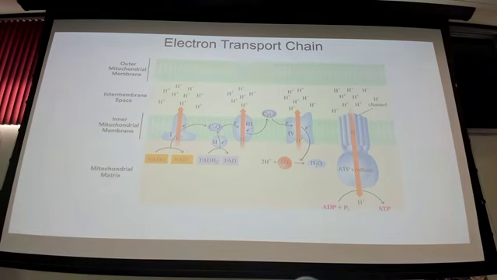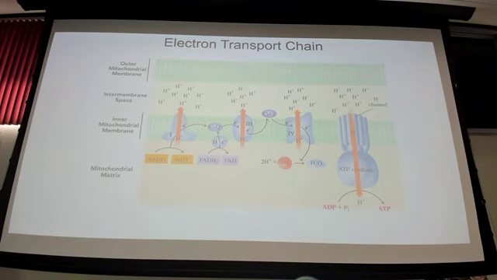So what happens between complexes 1 and 4 is the building of that proton gradient. And then when the protons go down complex 5, that's actually chemiosmosis. Together, all the complexes are oxidative phosphorylation. Does that make sense? My apologies. Any other questions about the electron transport chain?